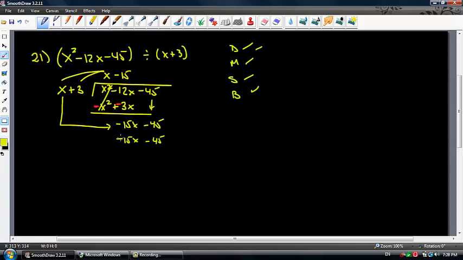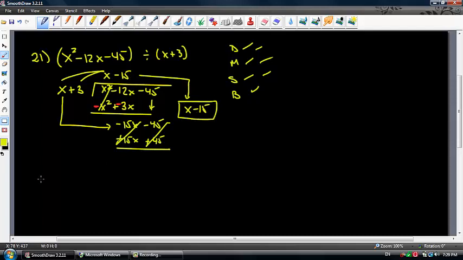Remember, I'm going to subtract the whole thing. So that becomes positive, that becomes positive. Remember, instead of thinking of it straight as subtraction, just think you have to flip all the signs and then combine like terms. So boom, boom, those go away. I have no remainder, which means that my final answer is x minus 15.